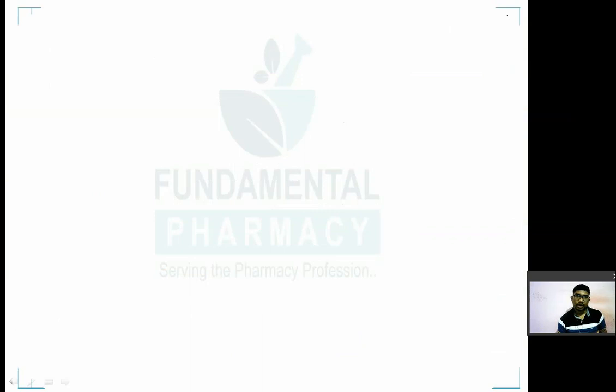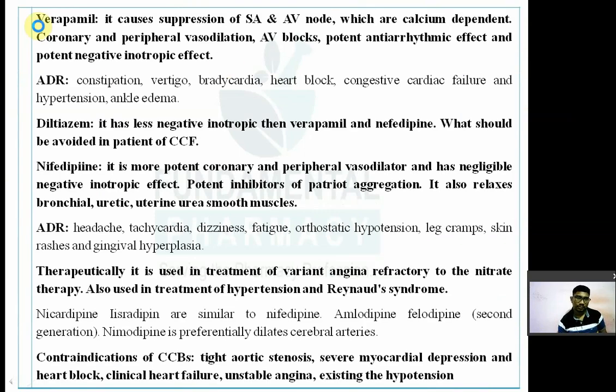Now another drug is known as verapamil, a calcium channel blocker. Verapamil causes the suppression of SA node and AV node, which are calcium dependent, and it causes coronary dilation as well as peripheral vasodilation. So it will inhibit the entry of calcium into SA node and AV node. It can cause AV block, atrioventricular block, it is a potent antiarrhythmic drug, and it has a potent negative inotropic effect on force of contraction.